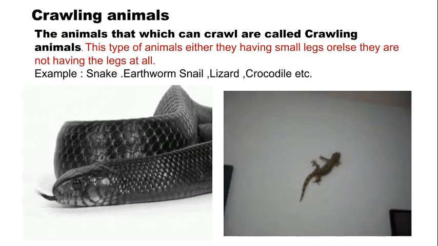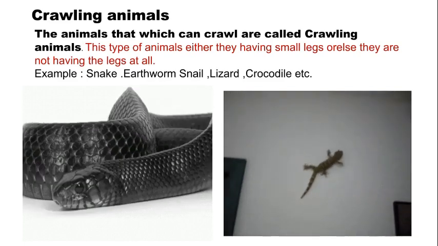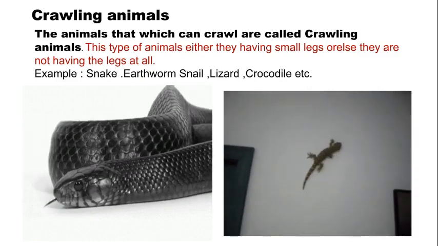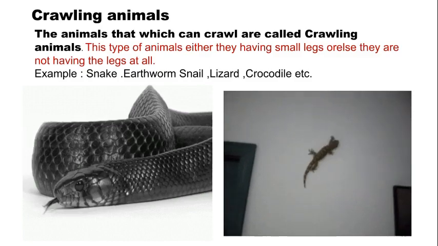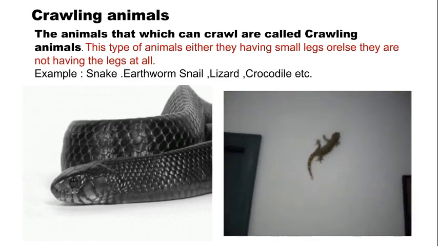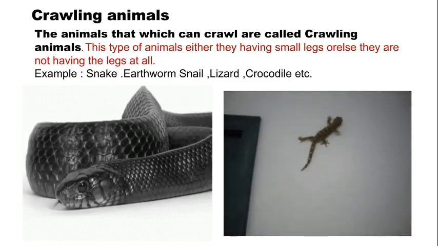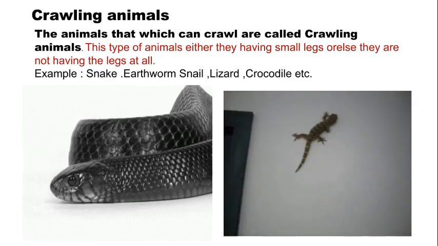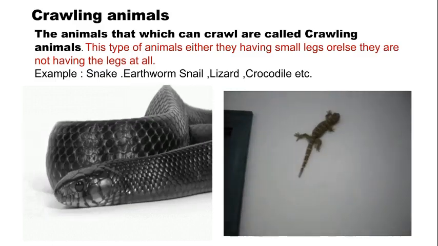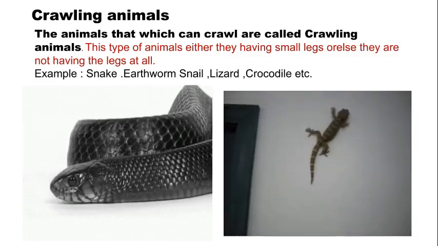So next we'll move on to crawling animals. The animals which can crawl are called crawling animals. This type of animals either have small legs or are not having legs at all. For example, snake, earthworm, snail, lizard, crocodile, etc. So children, in the first picture you can see how this snake is moving, isn't it? This snake doesn't have legs, but still it is moving. And in the second picture, this lizard is also crawling. It will not walk like us, isn't it? So among crawling animals, some animals have legs and some don't, but they all crawl. For example, see this picture, this lizard has four legs, yet it is crawling, but the snake doesn't have legs. So this type of animals are called crawling animals.